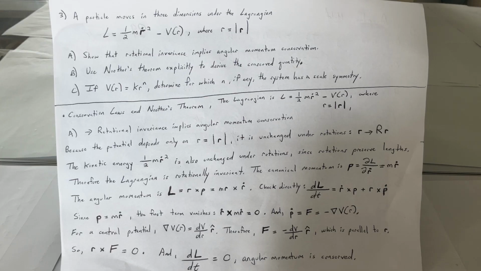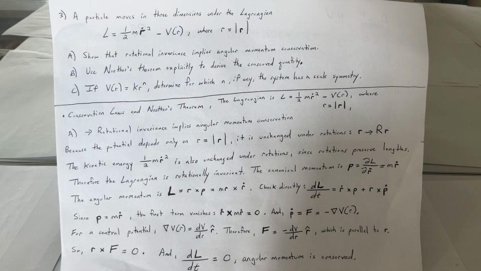And part C, if V of r equals k r to the n, determine for which n, if any, the system has a scale symmetry. So this is a conservation laws and Noether's theorem problem. So the Lagrangian is L equals 1/2 m r dot squared minus V of r, where r equals the absolute value of vector r. And part A here, rotational invariance. That implies angular momentum conservation.